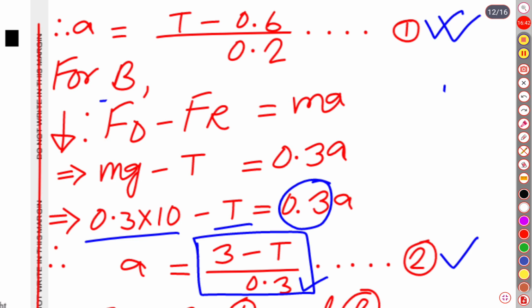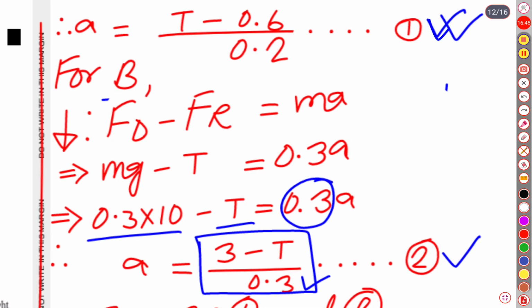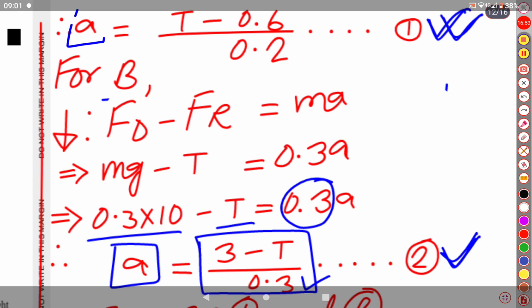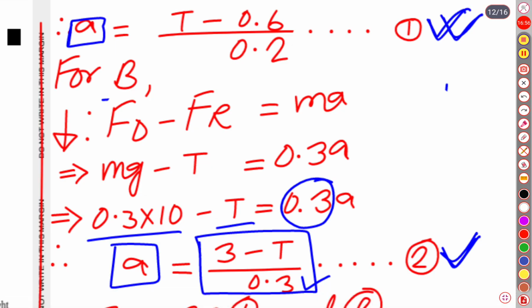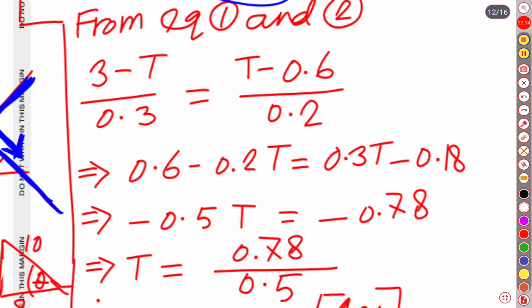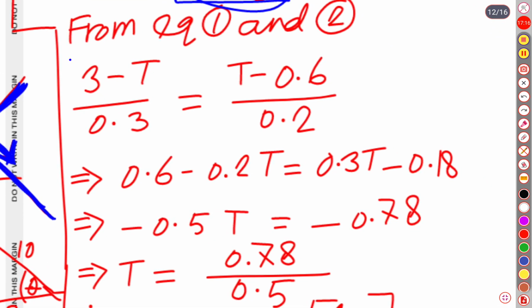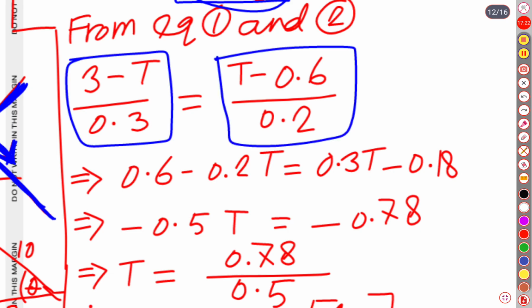We can see equation 1 also. This is equation 1, whereas this is equation 2. As both of them are acceleration and they are connected with each other through a tension force, definitely the acceleration in both cases will be equal. So what will we do? We will just form these two equations as simultaneous equations. So (t minus 0.6) over 0.2 must be equal to (3 minus t) over 0.3. I have written this here from equations 1 and 2.